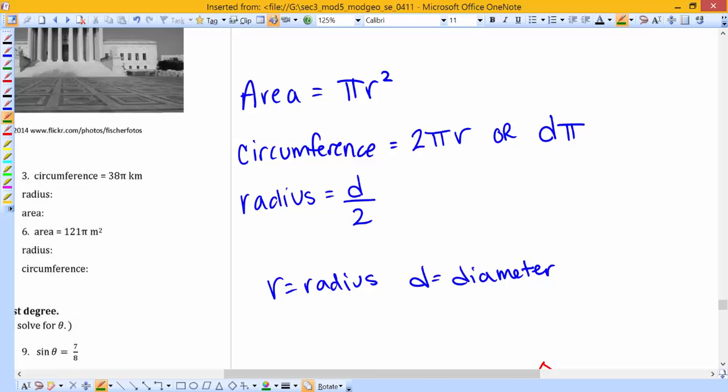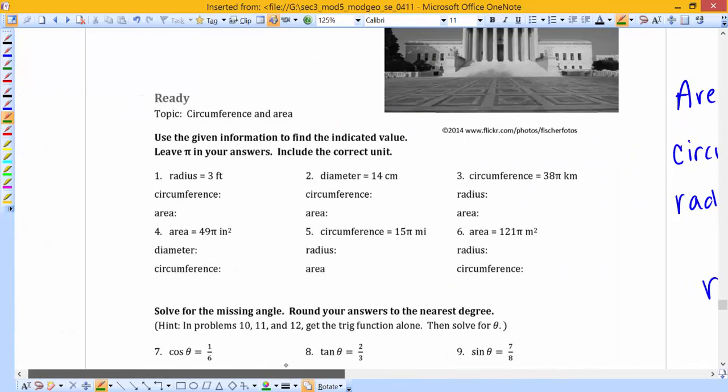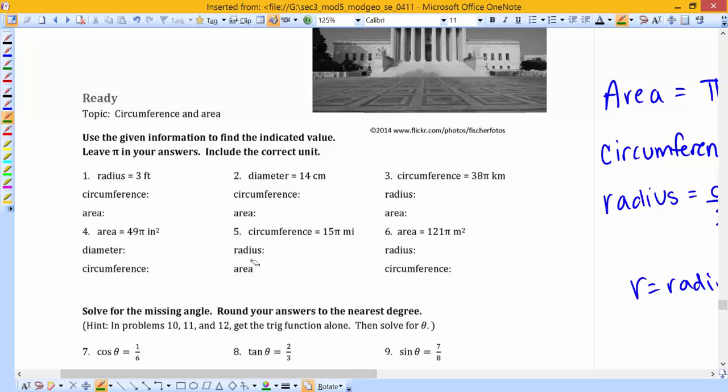I have the formula for area, the formula for circumference, and the formula for radius. Every time you see an R, it stands for radius, and every time you see a D, it stands for diameter. So those are the formulas that you are going to need in order to do 1 through 6. I am not going to do these for you. I'm not going to start them for you.